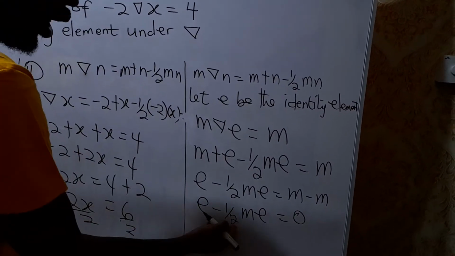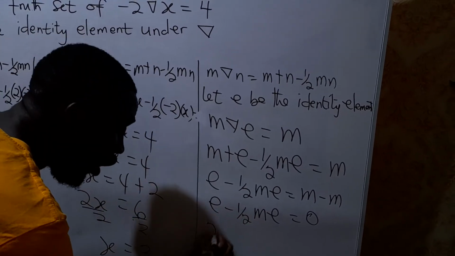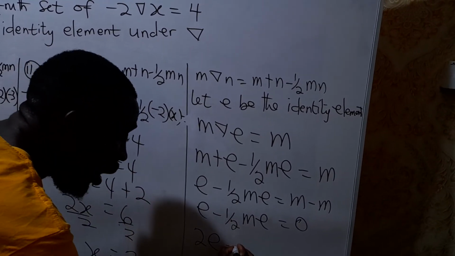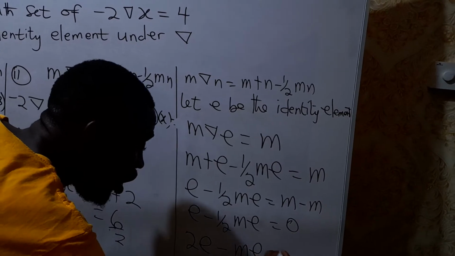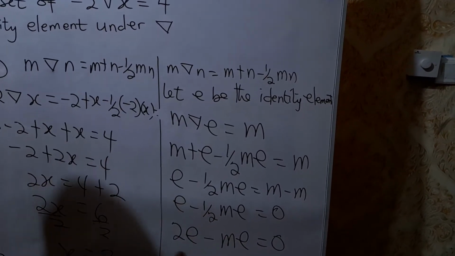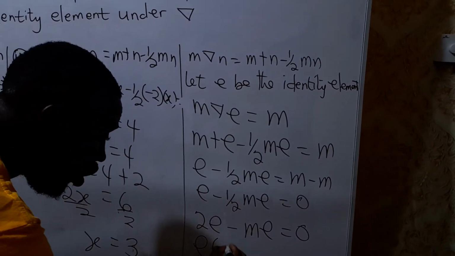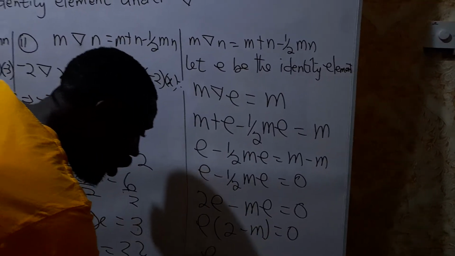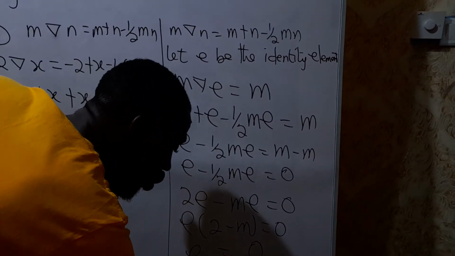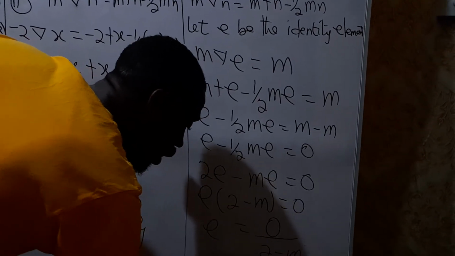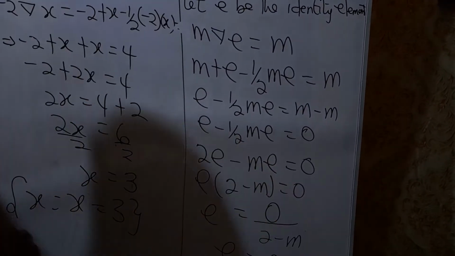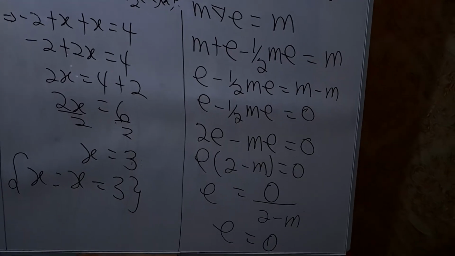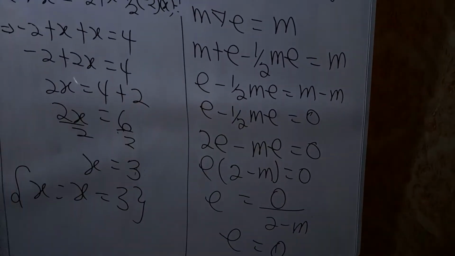So we can multiply through by 2. We have 2e minus me equal to 0. What's common? E is common, we bring it out. We have 2 minus m is equal to 0. So e will be equal to 0 over 2 minus m, and e is equal to 0. So we can say that the identity element is 0.